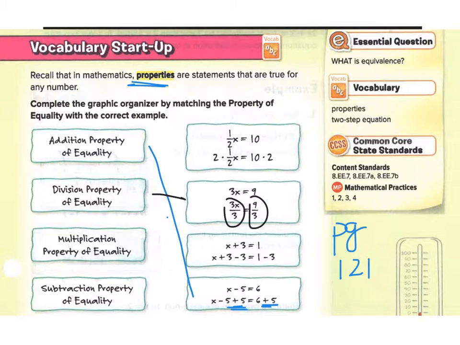The multiplication property says we can multiply by anything we'd like, as long as we do the same thing to both sides. So here we have times 2. There's your multiplication property, and of course the subtraction property says the same thing for subtraction. So here's where we have minus 3, minus 3. They're showing that they did the same thing to both sides. Those are the 4 major properties of equality. We have to do the same thing to both sides in order to preserve the equality.